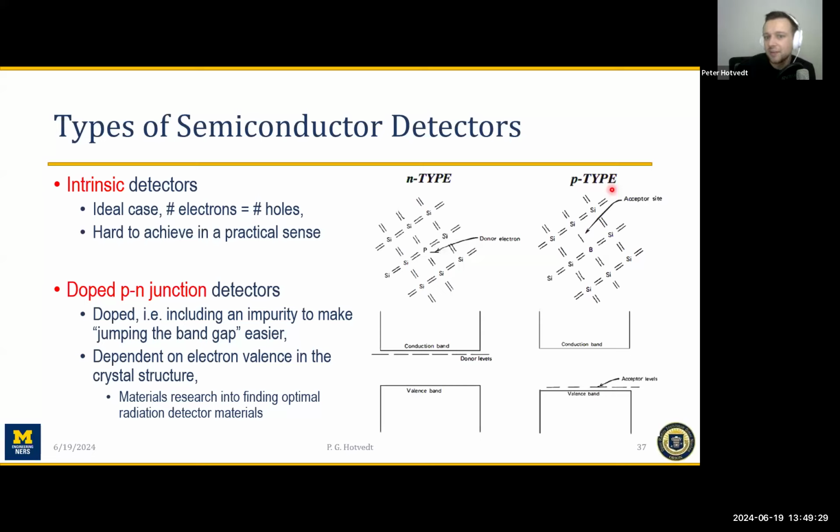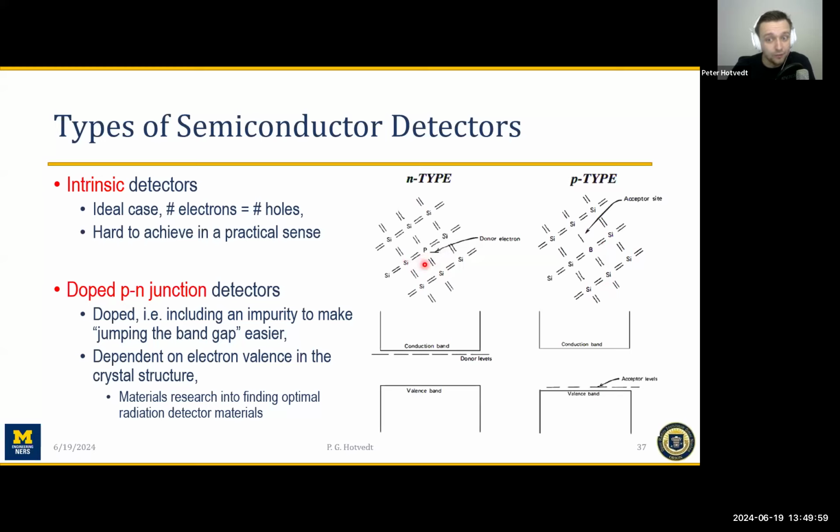So there are types of semiconductor detectors, much like how there were with inorganic scintillators that were doped with some extra material. You can provide some impurities to make jumping the band gap easier. And that depends on the specific dopant that you apply. So if you have a group 3 element like boron in this detector, you sort of create an acceptor site for an electron.